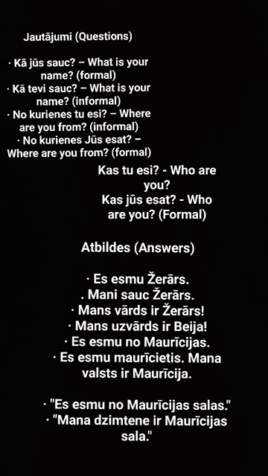Okay? And I have put two additional sentences here. Es esmu no Mauritius salas. What does that mean? Mauritius salas means from Mauritius Island, because Mauritius is an island. So from the island of Mauritius. And another way to say this, I can say mana dzimtene, my home country or my homeland is Mauritius. Mana dzimtene ir Mauritius sala. My homeland is Mauritius island. Because I said sala, I have to say island.